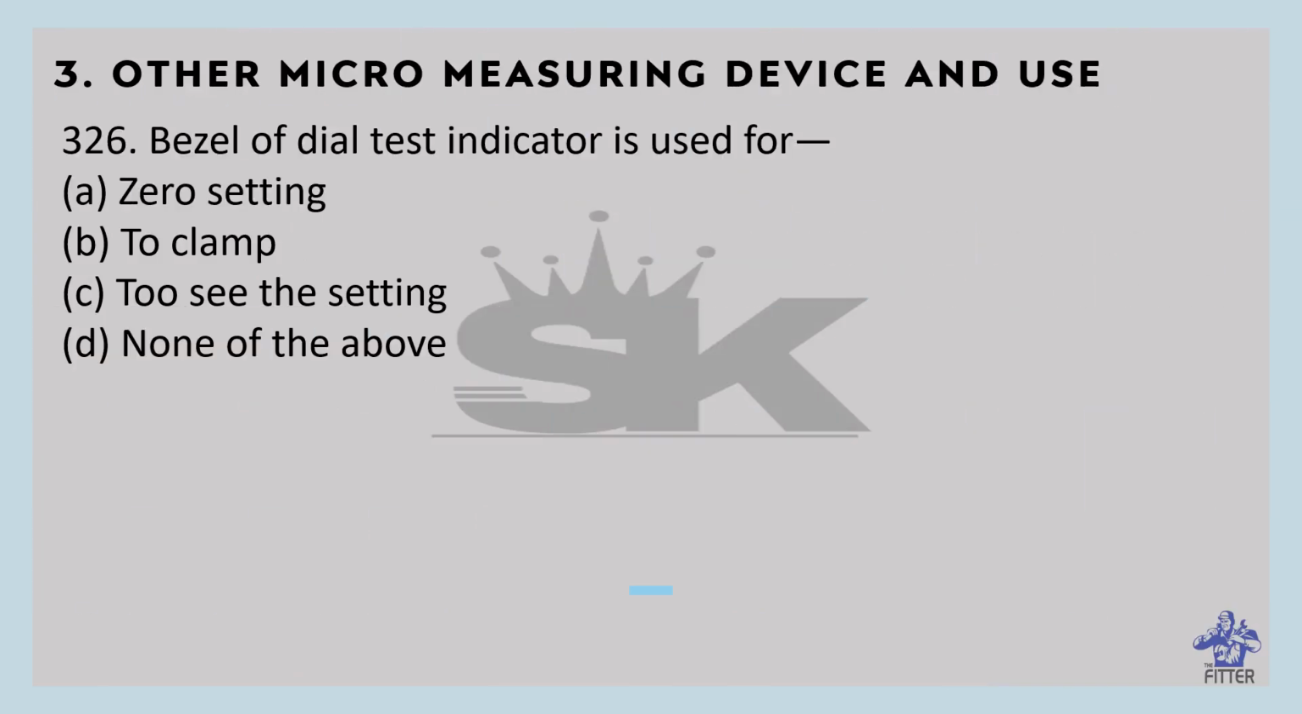bezel of dial test indicator is used for zero setting. Okay, in dial test indicator, the scale is rotated by a ring bezel to set easily to 0. Okay, some dial test indicators read 0 as plus in clockwise direction and minus in anti-clockwise direction, from which readings of plus and minus are taken.